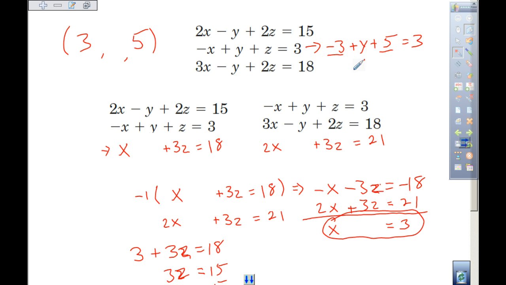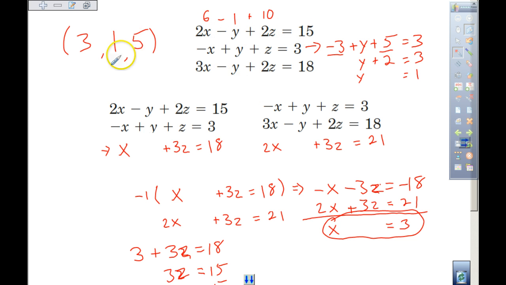Put those together. What plus 2 equals 3? Y equals 315. 3 comma 1 comma 5. Let's see, if I check it, I'll get 6 minus 1 plus 10. That equals 15.